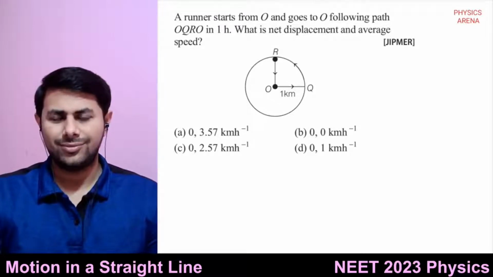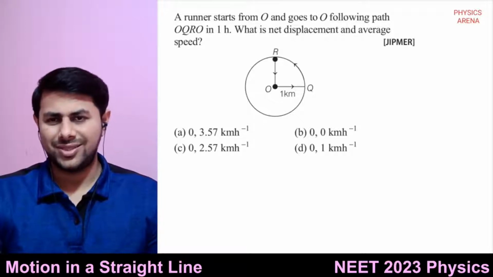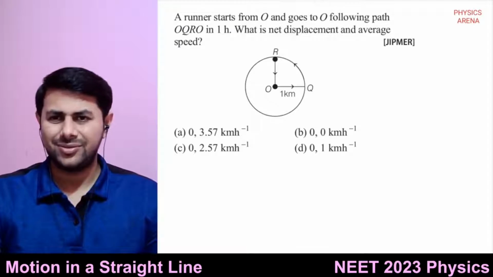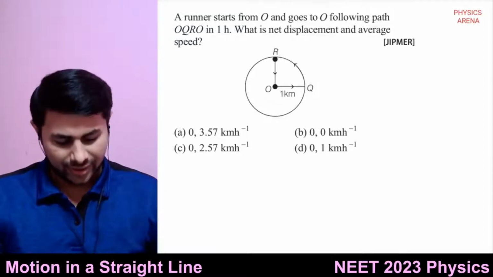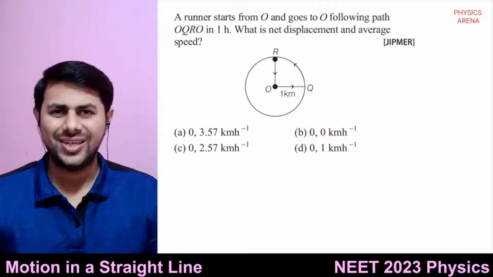Is it 0? Everybody, is it 0? Average speed, is it 0? No, sir. Okay, so good. Average speed is not 0. So see, there is one option 0. Okay, that's not the answer.